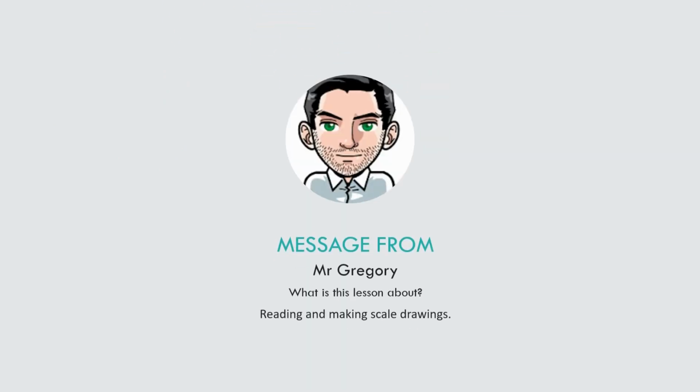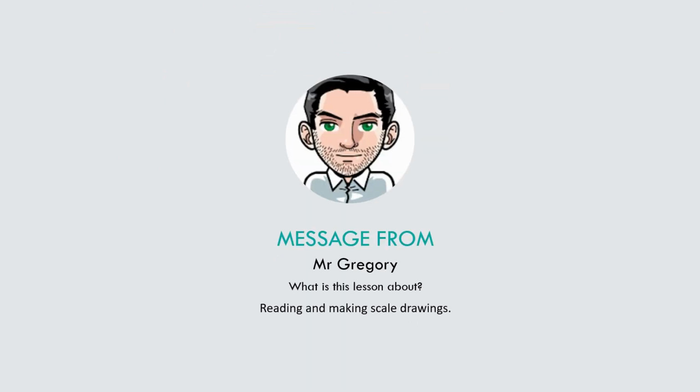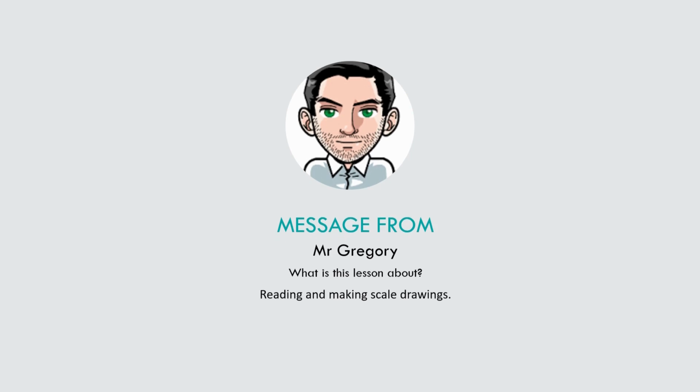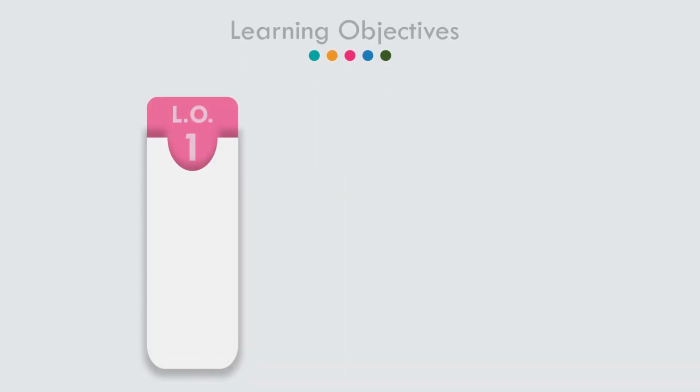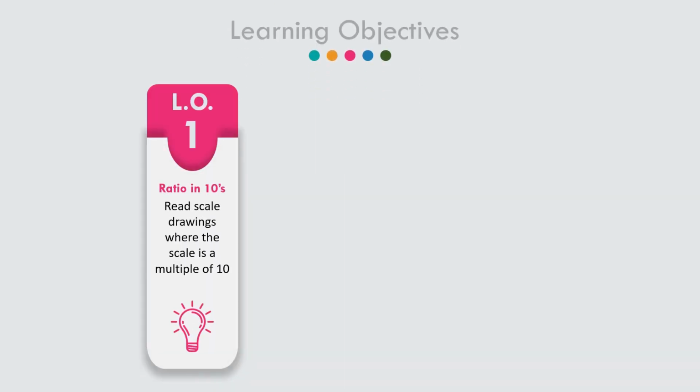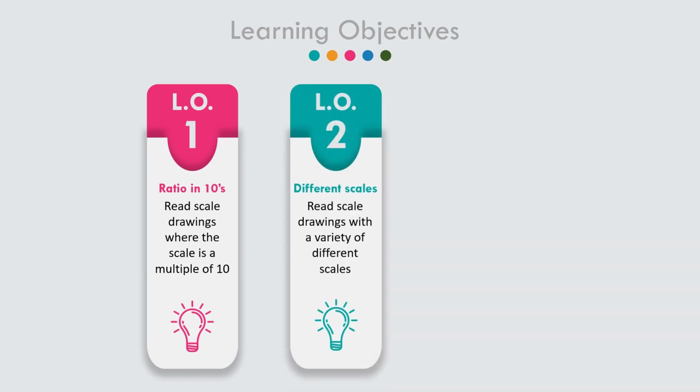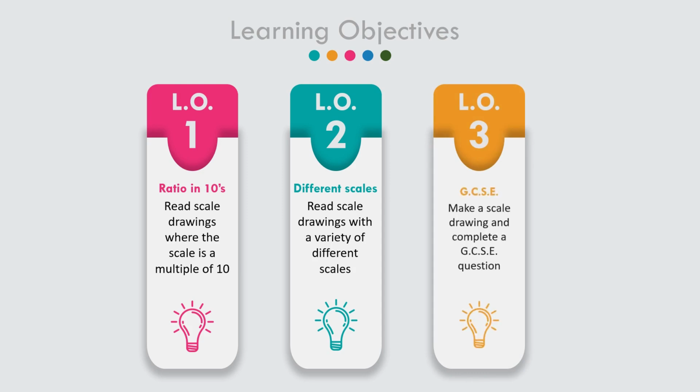In today's lesson, we're going to be looking at reading and making scales of drawings. The first learning objective is to be able to read scale drawings where there's a scale of a multiple of 10. The second learning objective is to be able to read scale drawings with a variety of different scales. Our third learning objective is to be able to make a scale drawing and complete a GCSE question.